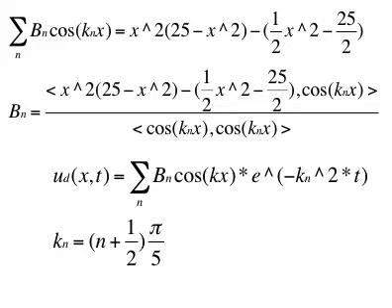So here we are solving for b sub n. It's just the inner product of the initial condition minus the steady state, which is x squared times 25 minus x squared minus 1/2 x squared minus 25 over 2. The inner product of that with cosine k sub n x divided by the inner product of cosine k sub n x and cosine k sub n x.